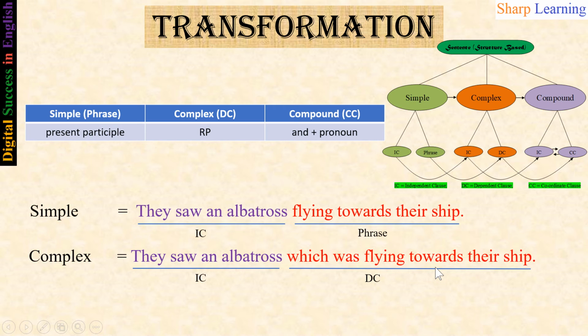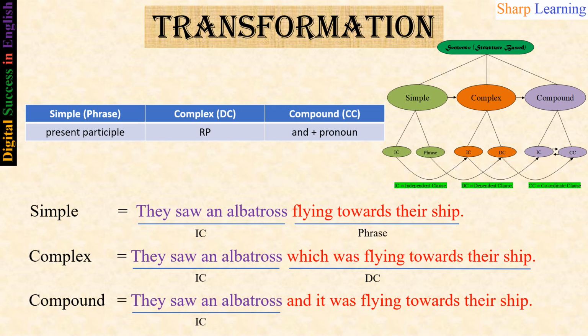Okay, how can you transfer it into a compound sentence? Nothing else. IC will remain IC and DC will be a CC. See here, the IC has remained unchanged, and the DC has become a CC. See here, "and it was flying towards their ship". The basic sense is nothing else. What was used here as conjunction and subject, but in a compound sentence, that means for making a CC, we have used a different conjunction and a different subject, which is used for making a CC instead of a DC. This is the basic difference.